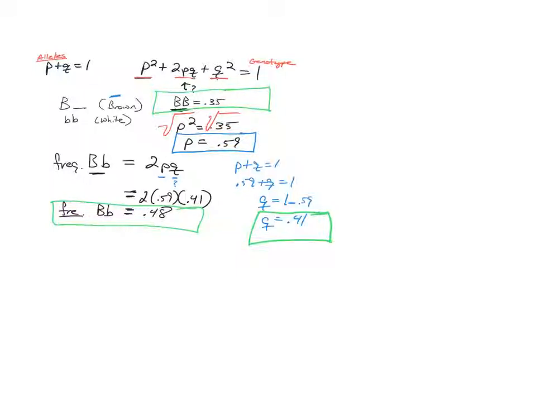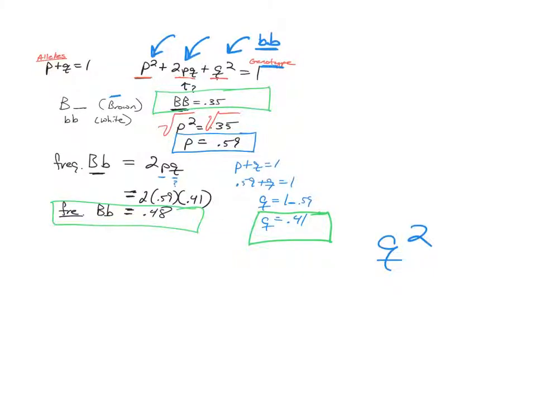What if they asked you the predicted frequency of the white rabbits? What would it be? There's two ways of doing it. The easiest way is right in front of you. 0.41 is not the frequency of the white rabbit. You square it, that is correct. You take Q squared, remembering that these are the genotypes. It's the Q squared that is the genotype for the little b. That is the white rabbit.